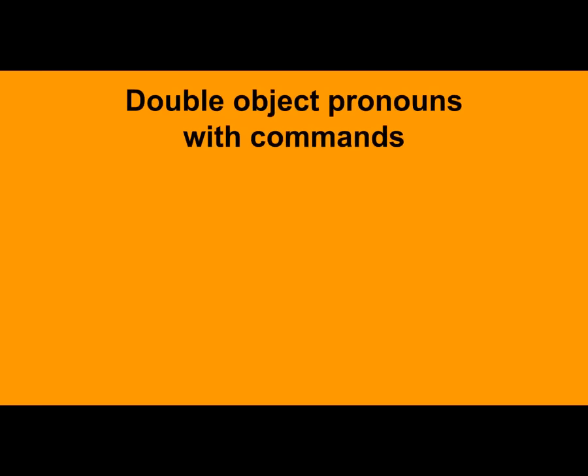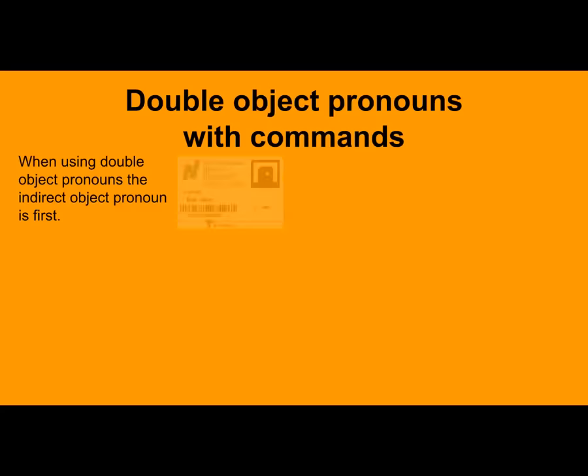So the tricky part is when we have double object pronouns and we use them with commands. When using a double object pronoun, that is to say when using a direct and an indirect object pronoun, the indirect object pronoun comes first. You can remember this by remembering your school ID. I indirect, D direct. ID is the order of the pronouns when you use them with commands.